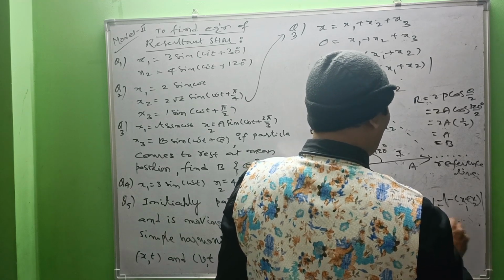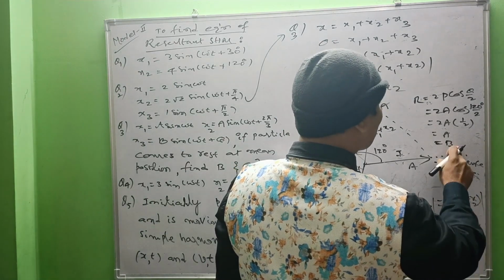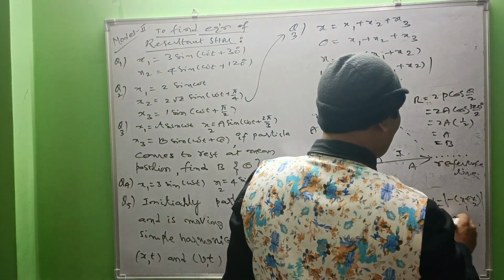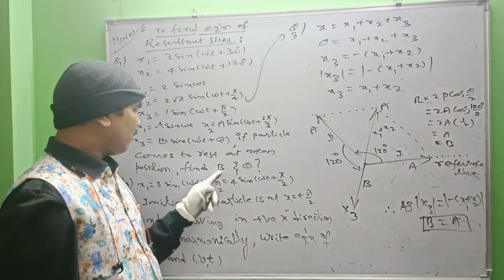That is B equal to mod x3, which means B equal to mod of minus x1 plus x2, which means A here. So B equal to A. That is the value of B.